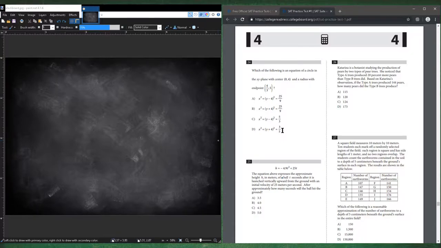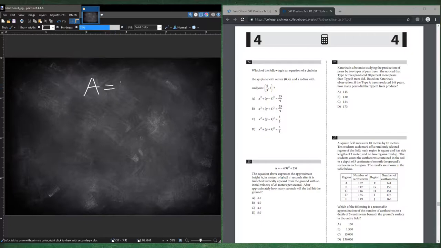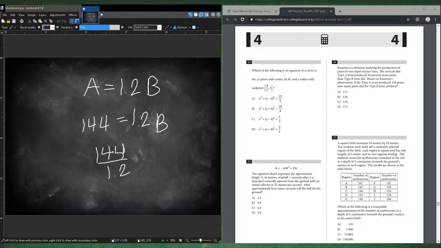Katrina is a botanist studying the production of pears by two types of pear trees. She noticed that type A produces 20% more pears than type B. Based on Katrina's observation, if type A produces 144 pears, how many pears did type B produce? So type A produces 20% more than B, so A is equal to 1.2B. So if A is 144, then we just need to find B. So 144 divided by 1.2 equals 120, which is answer B.